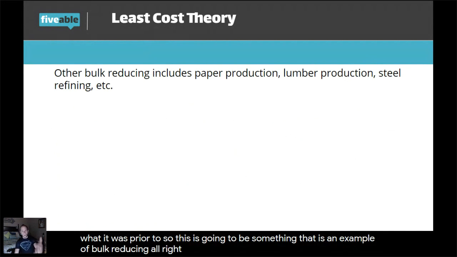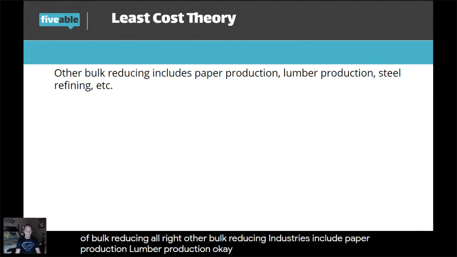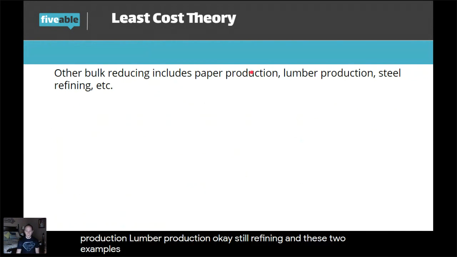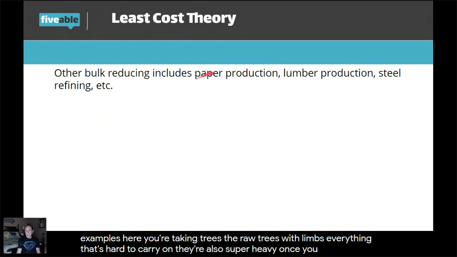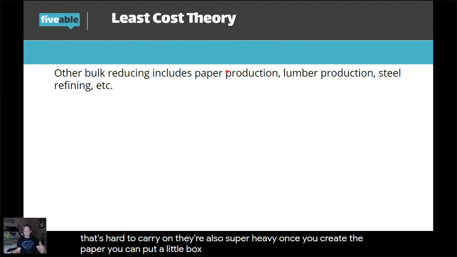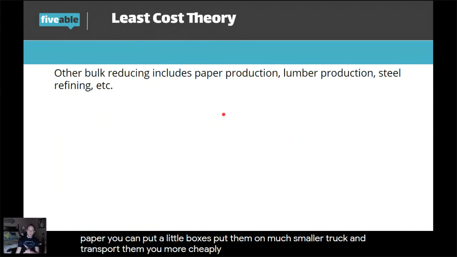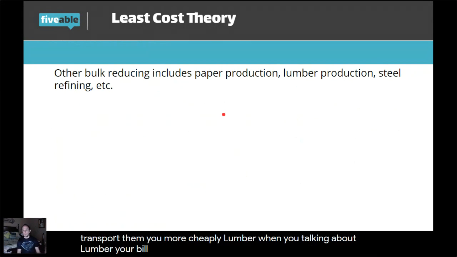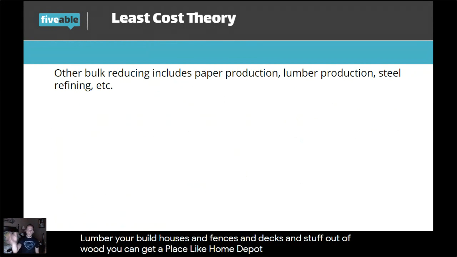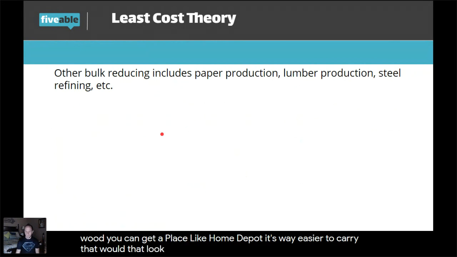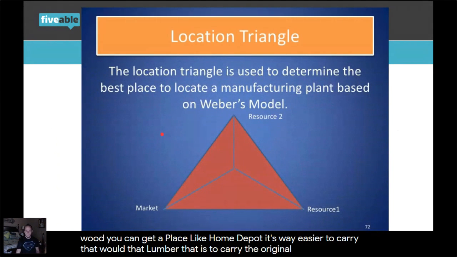All right. Other bulk reducing industries include paper production, lumber production, and steel refining. In these two examples, you're taking raw trees with limbs and everything. That's hard to carry. They're also super heavy. Once you create the paper, you can put it in little boxes, put them on a much smaller truck, and transport them more cheaply. When you're talking about lumber, you build houses and fences and decks out of wood you can get at a place like Home Depot. It's way easier to carry that lumber than it is to carry the original trees.